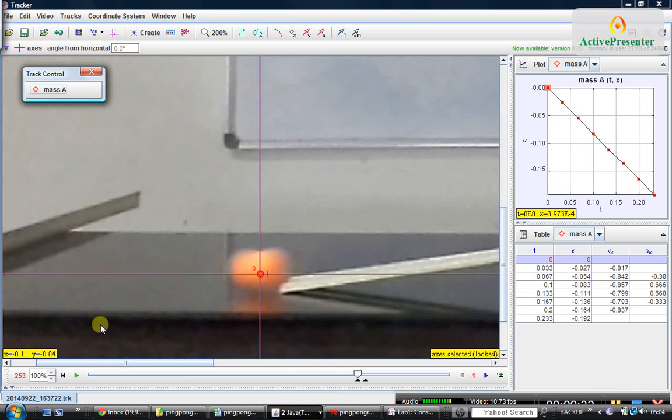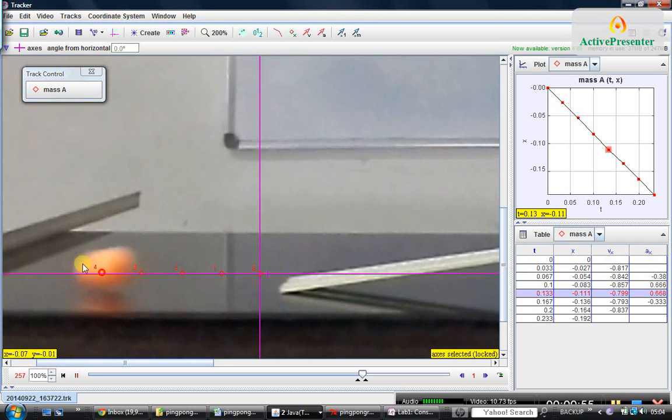So here is the video in the tracker software, and I have already selected the interesting part of the video. I actually rolled the ping pong ball down an inclined plane first so that it acquired some kinetic energy, and then on this horizontal surface it travels with that acquired kinetic energy at a constant velocity from here to here. So we can see that.